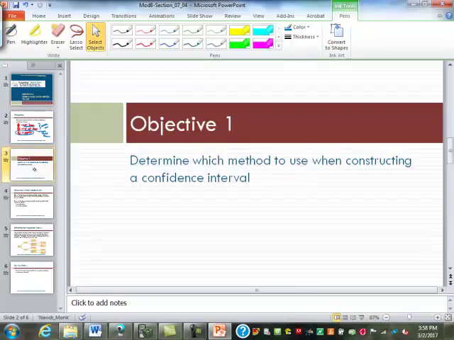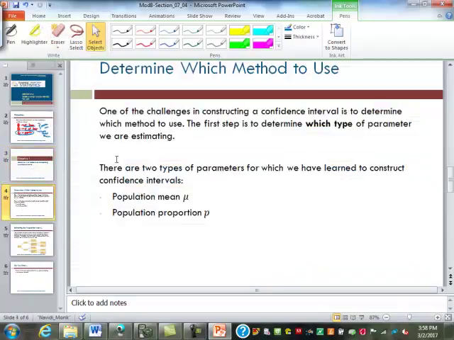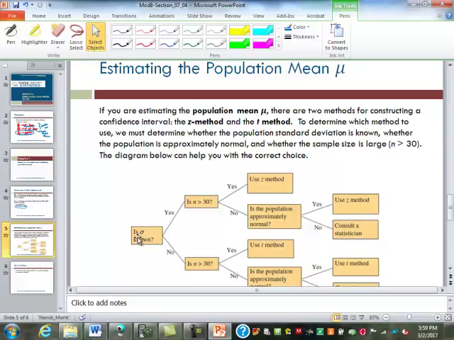So let's go ahead and look at what they say. Determine which method to use when constructing a confidence interval. We're going to look at, first of all, is it a population mean or a population proportion? If it's a proportion, of course, we're using the 1 prop z interval. Next, is the standard deviation of the population known? If yes, is the sample size greater than 30? We can use the z method. If no, is the population approximately normal? We can use the z method.